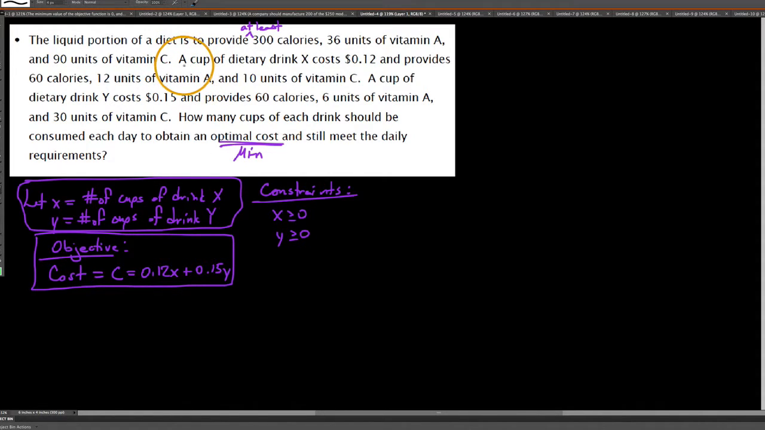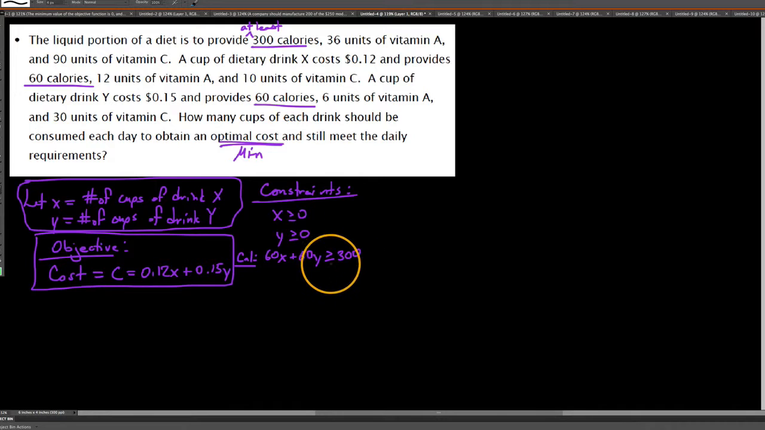But as far as my other equations go, here's what I would encourage you to do. When you read through a problem as complex as this, we're going to look at matching up units. We said that our liquid portion of our diet is to provide at least 300 calories. Do we see this word calorie anywhere else? I see calorie here, here, and also here. So reading through this again, I need at least 300 calories, but a cup of dietary drink X provides me 60 calories, and a cup of dietary drink Y provides me with 60 calories. So we're going to come up with a calories equation. 60 for every cup of X plus 60 for every cup of Y needs to be at least how much? In this case, at least 300 calories.